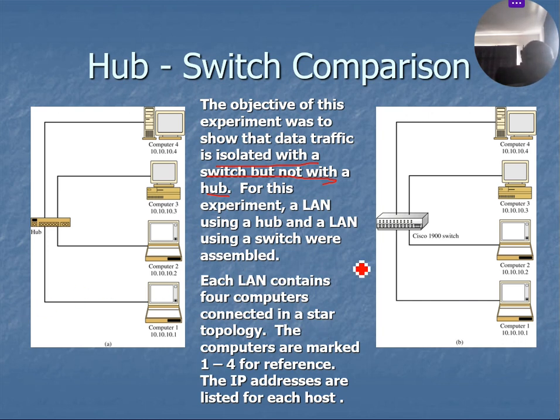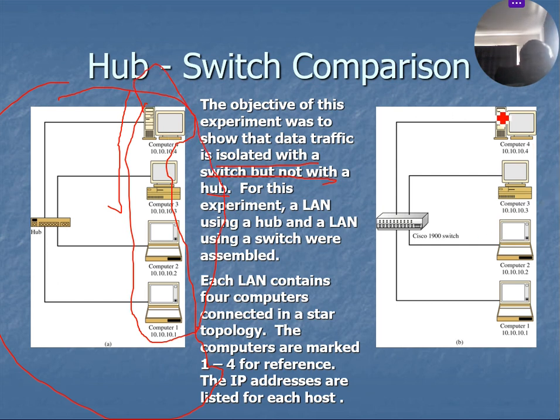Now each LAN contains 4 computers. As you see, the whole thing is a LAN, and it contains 4 computers. That is the left side, for the hub. Then on the right side you see a Cisco 1900 switch, with 4 computers connected as well. And they are connected in a star topology. Forget the way the diagram is drawn, but they are connected in what we call the star topology.